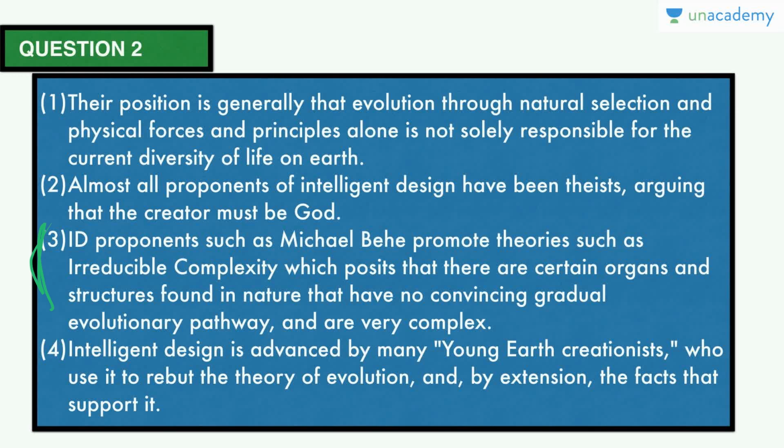Intelligent design is advanced by many young Earth creationists who use it to rebut the theory of evolution and, by extension, the facts that support it. Almost all proponents of intelligent design have been theists, arguing that the creator must be God. Then you talk about their position. Their position is that evolution through natural selection and physical forces is not solely responsible for the current diversity. I think 4, 1, 2 makes sense, and 3 is the odd one out. Though I'm not sure, this is a difficult one. This is a really, really difficult one.